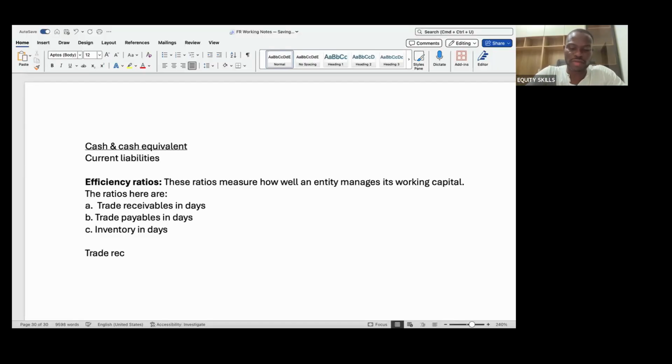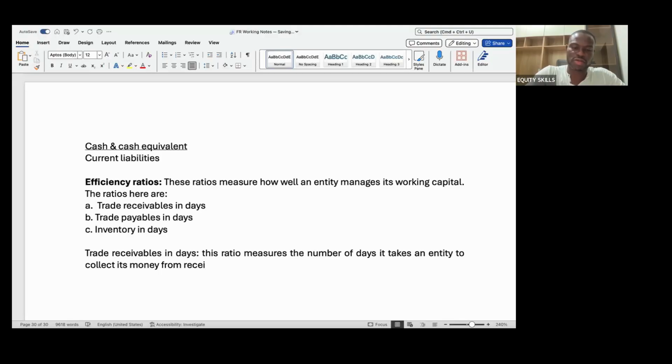The trade receivables in days. This ratio measures the number of days it takes an entity to collect its money from receivables.